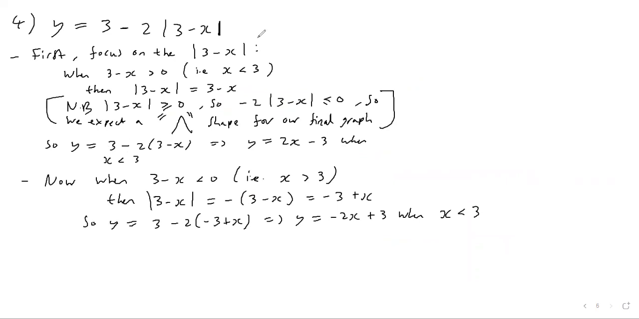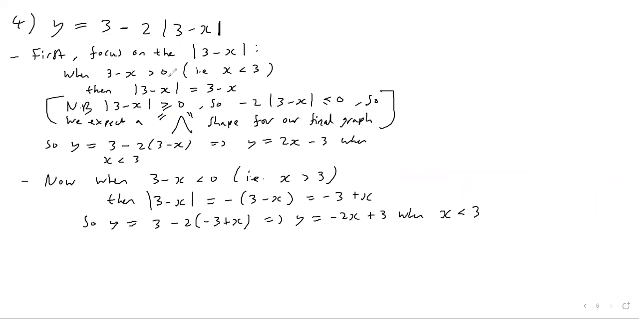So then our last example, okay, so y equals 3 take away 2 times the modulus of 3 minus x. So first, let's not worry about these extra additional terms here, this 3 and this minus 2. Let's just focus on our modulus sign. Let's deal with this first. That's probably the easiest thing to do. So focus on this 3 minus x in the modulus signs.